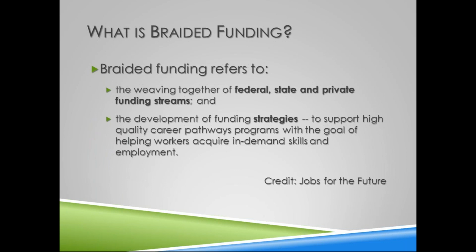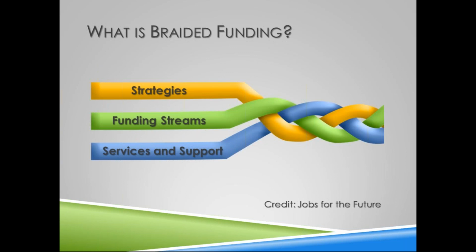So what is braided funding? Braided funding refers to the weaving together of federal, state, and private funding streams, as well as the development of funding strategies that support these programs. This is from Jobs for the Future. Their focus in this was supporting high-quality career pathway programs to lead to employment. And this is a graphic from JFF showing how in a braided funding plan, you want to have your strategies, your funding streams, as well as your services and support, and you braid them all together in order to help your program maximize and capitalize upon what is available and how it works.